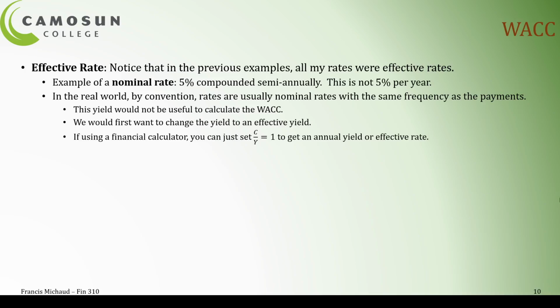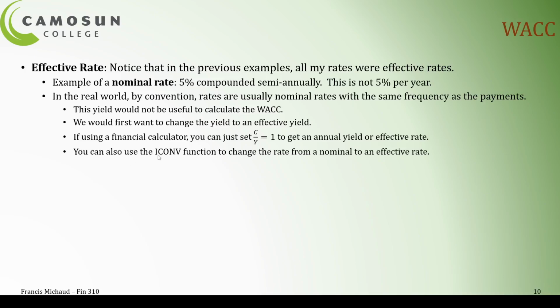You just always put C over Y is 1. If you put C over Y in your calculator is 1, the yield that you calculate when you compute the yield, it's always going to give you an annual yield or an effective yield. So you're fine. Okay. The problem comes from when you go get yields online, or if I give you in a question a yield that is not an effective yield but a nominal yield.